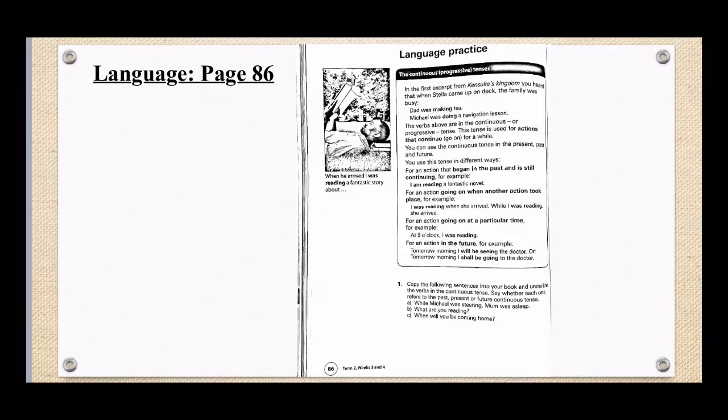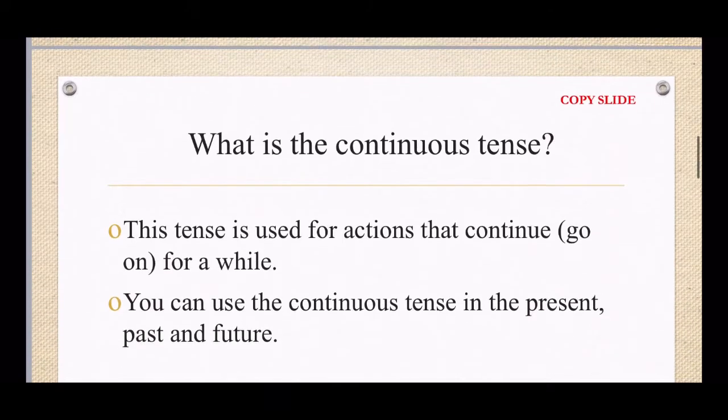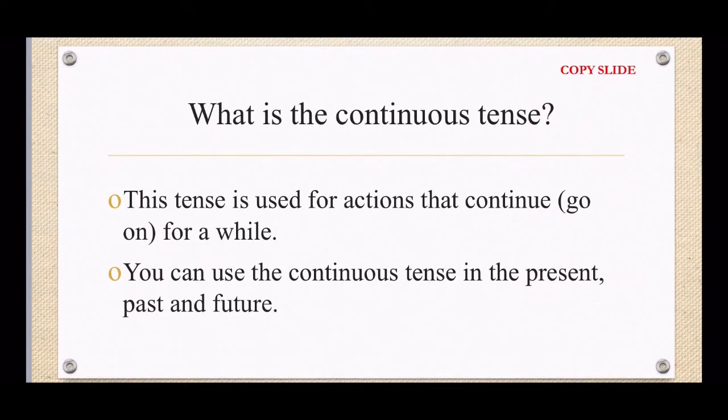In those examples, we can see the words that are highlighted, they are the verbs that are in continuous or progressive tense. But let's go on to the slides. The next sentence in your textbook reads, what is the continuous tense? This tense is used for actions that continue or go on for a while. You can use the continuous tense in the present, past, and future.